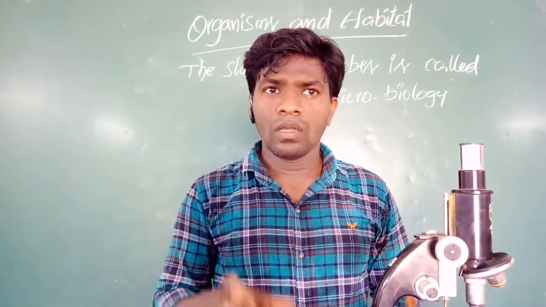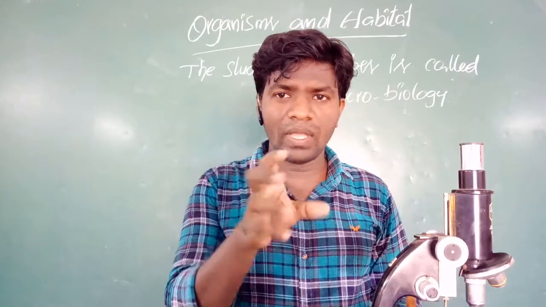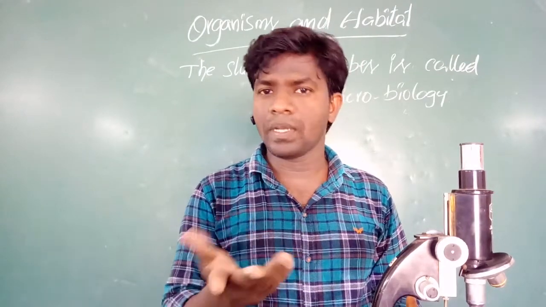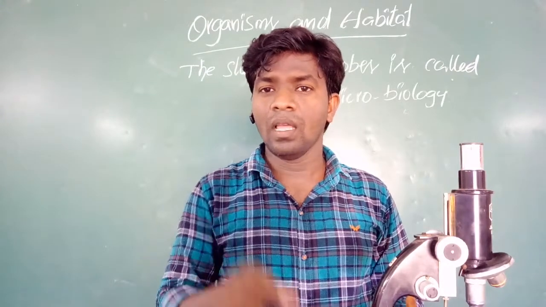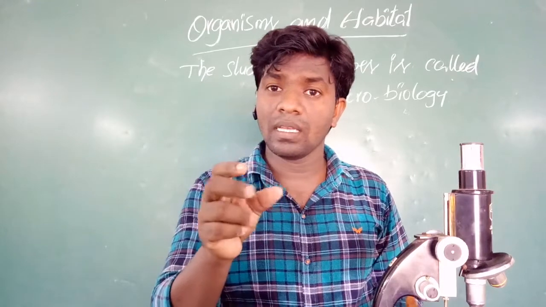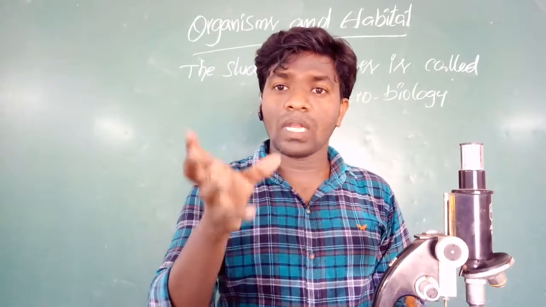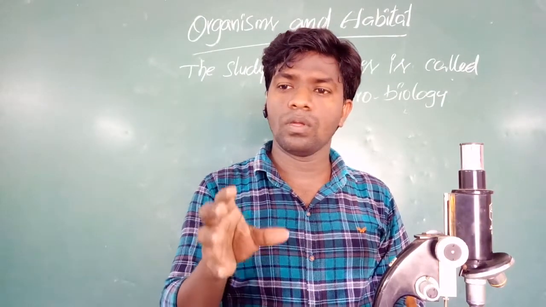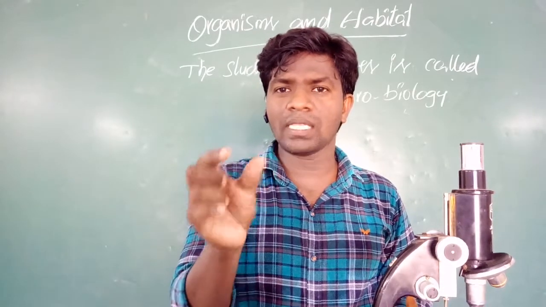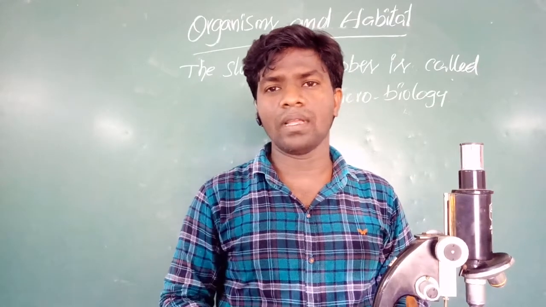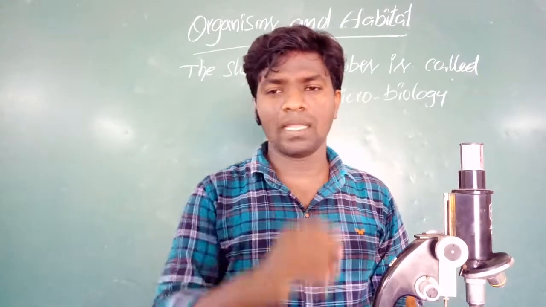Okay, dears, here our lesson name is Organisms and Habitat. These living organisms and non-living organisms are present in the habitat and ecosystem. So what are living beings? Already in the previous classes we learned what living things are. The things which grow, move, breathe and reproduce are called living things. What are non-living things? The things which cannot grow, move, breathe and reproduce are called non-living things. Simply, living things have life. Non-living things don't have life. Living things can move from one place to another. Non-living things cannot move from one place to another.